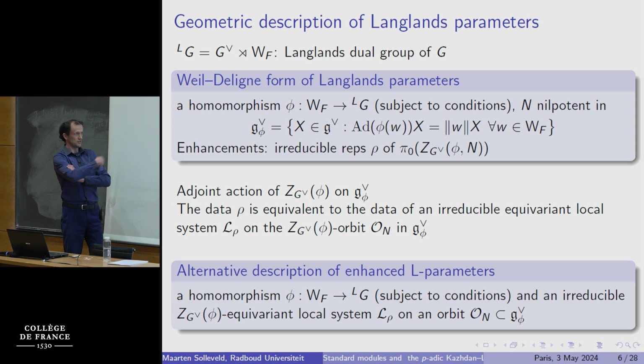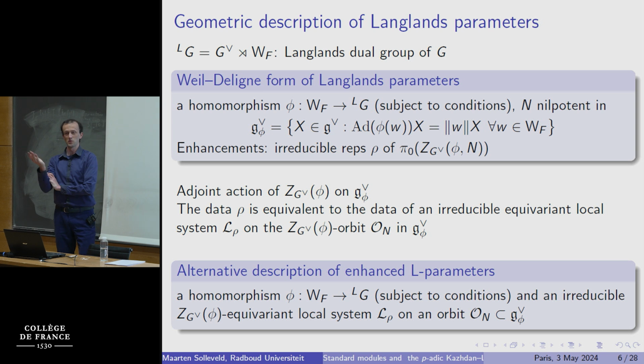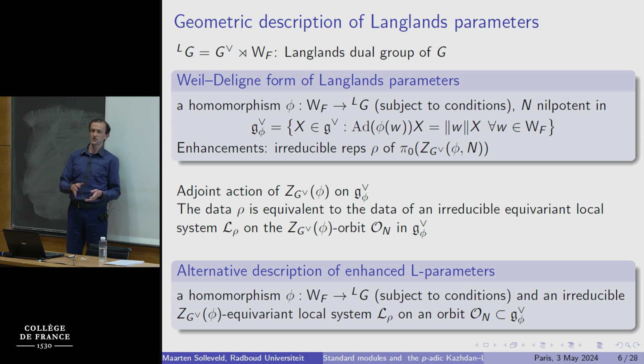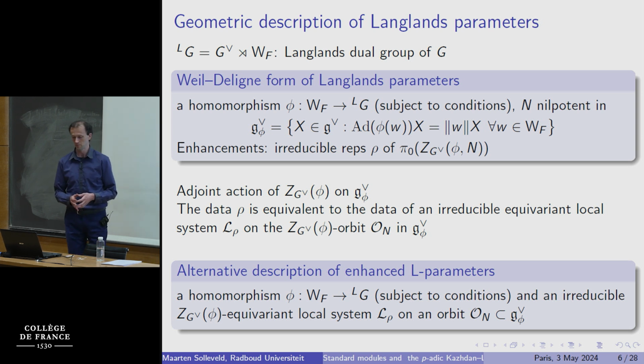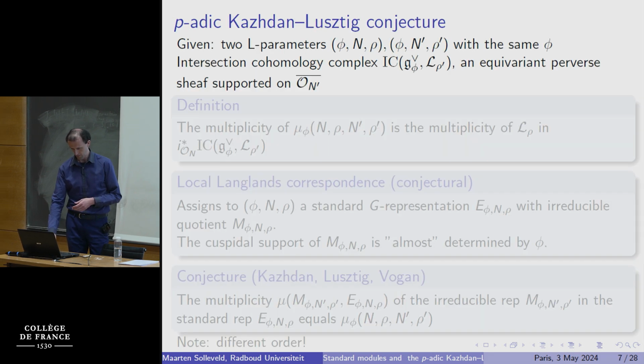So that's just what I said. You can then reformulate what you consider as Langlands parameters as a homomorphism from the Weil group to the Langlands dual group, plus on top of that a local system on a suitable nilpotent orbit in the Lie algebra of your complex dual group. And this is the formulation of Langlands parameters which is convenient to phrase the Kazhdan-Lusztig conjecture.